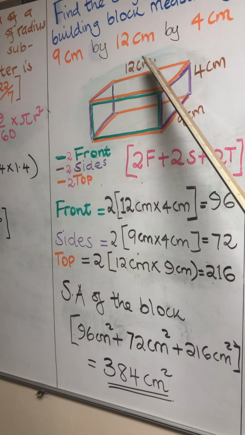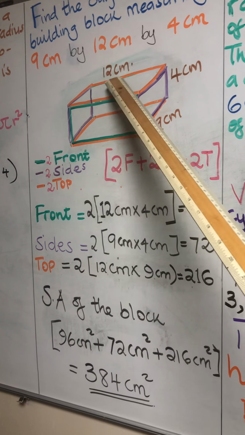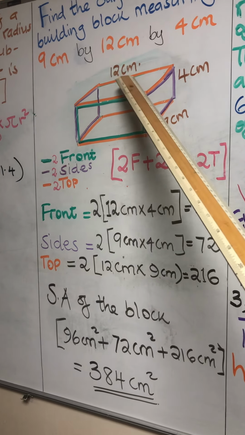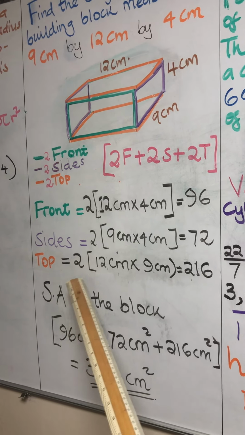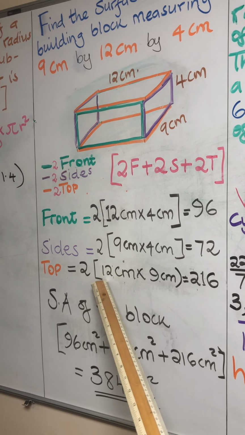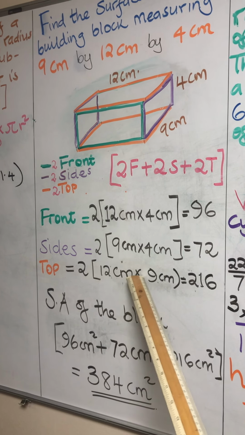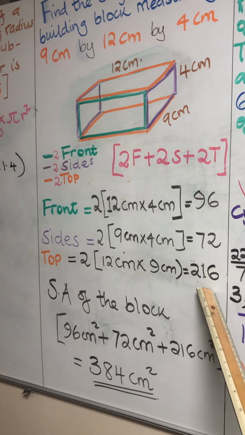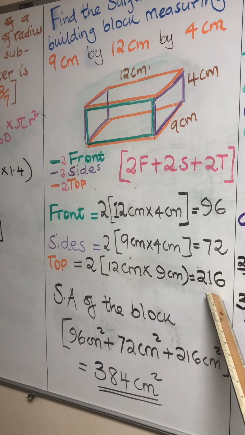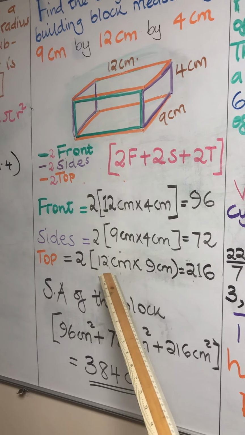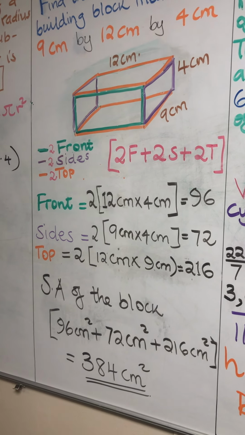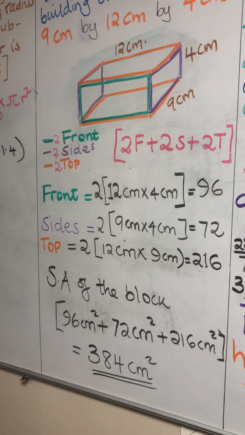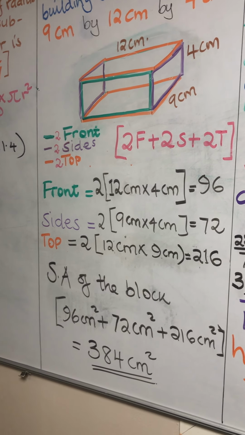Then I have the top. The top one, I have 12 centimeter by 9. And the top is the same as the bottom. So I'm going to have 2 sides of that, 12 centimeter times 9 centimeter, times the 2 faces, which gives me 216. Because when I multiply 12 by 9, I will have 108. Because there are 2 sides, 108 times 2 gives me 216.